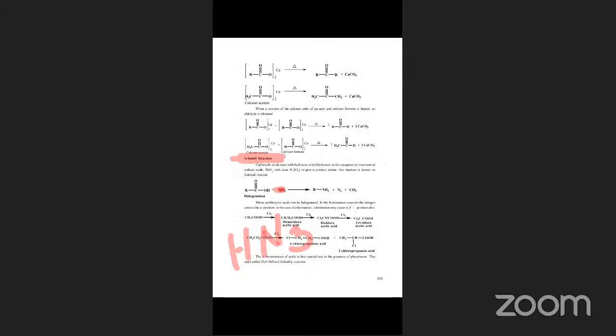Write ammonia, RC double bond O, RC double bond OH, and HN3. HN3 is converted into... so carboxylic acid reacts with hydrazoic acid. Hydrazoic acid is prepared by treatment of sodium azide, NaN3, with concentrated acid. No need to write that. Just carboxylic acid reacts with hydrazoic acid to give primary amine.